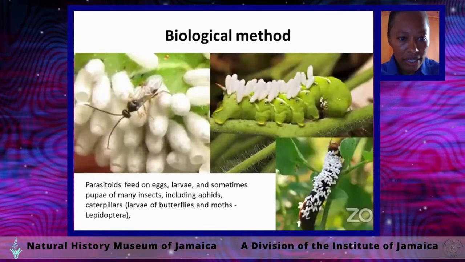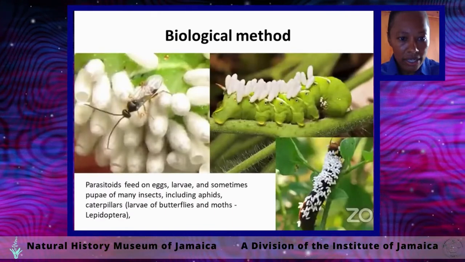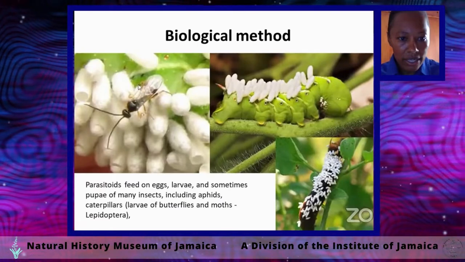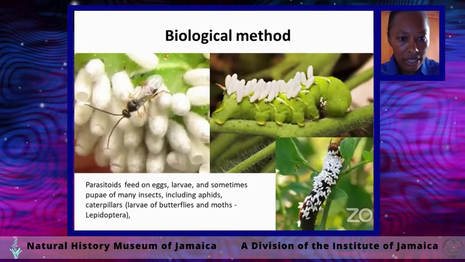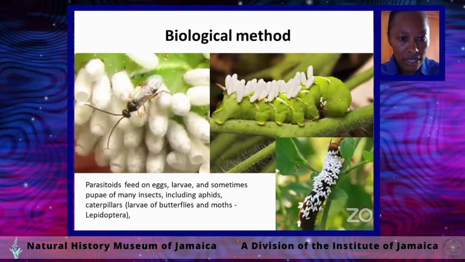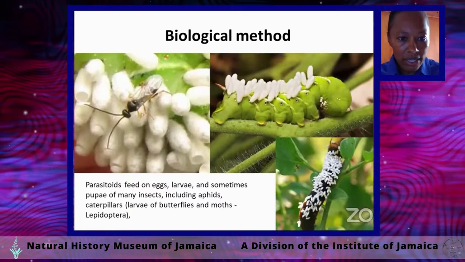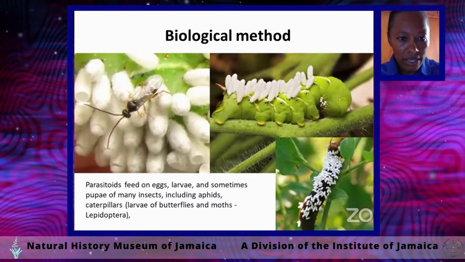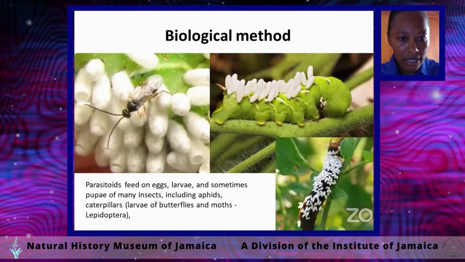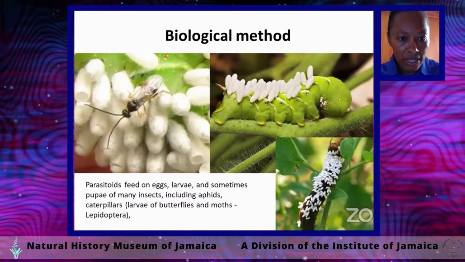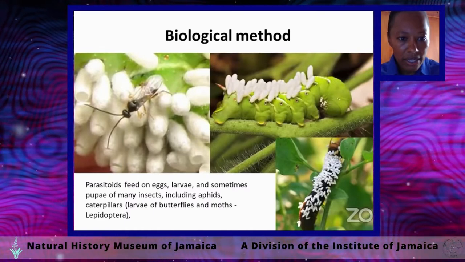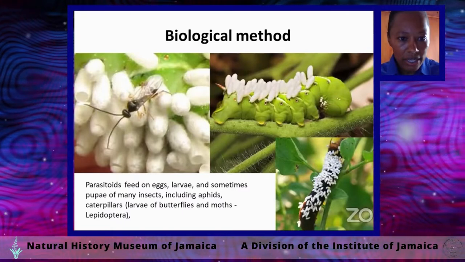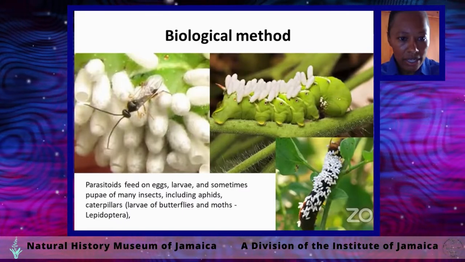Now these are the parasitoids, and what you're looking at in the picture here is a parasitic wasp. What it does is lay eggs on the caterpillar. The eggs will hatch and feed on the internal portions of the caterpillar, sucking it dry, literally killing the pest. So these parasitoids normally feed on eggs, larvae, and sometimes the pupal stages of many insects.